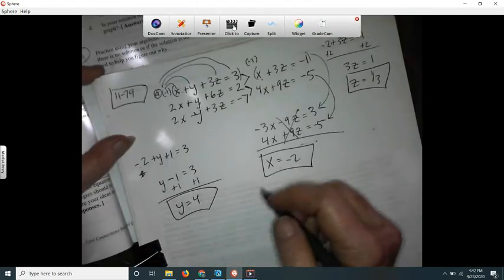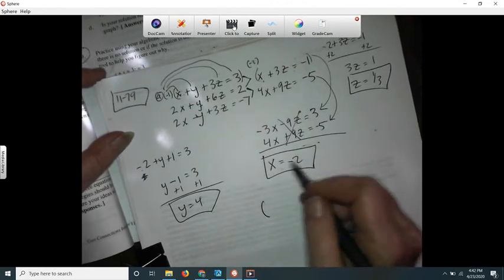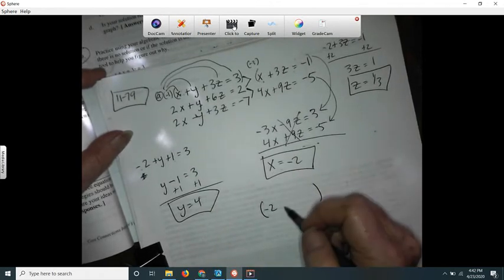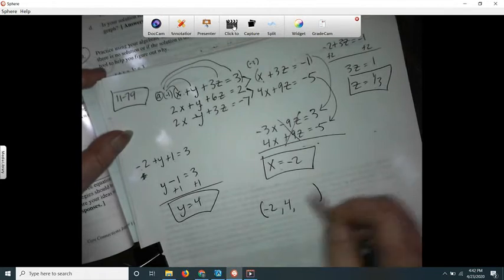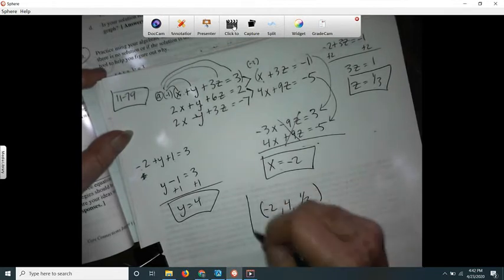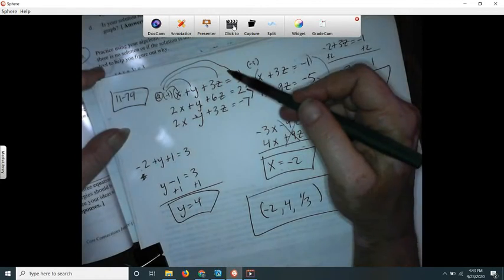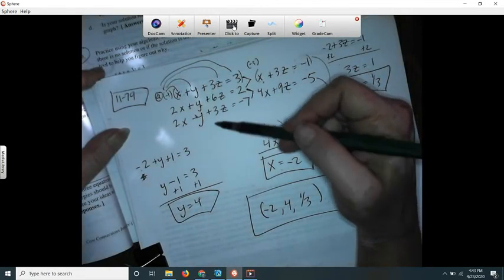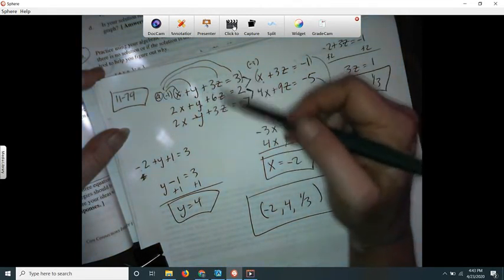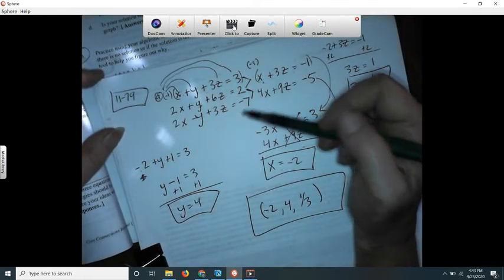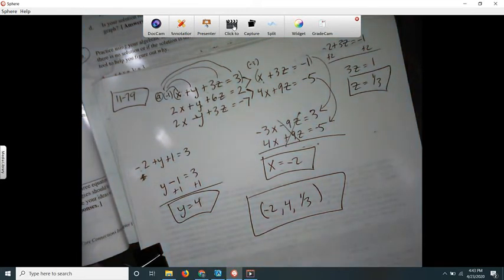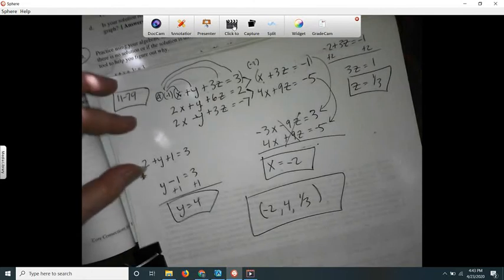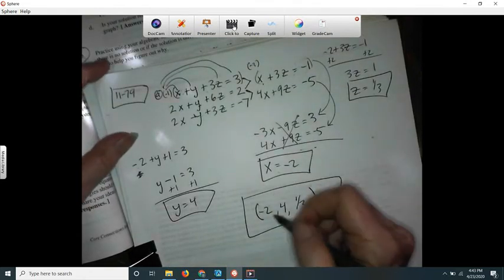Okay, so I can write this as an ordered pair. X is -2, y is 4, and z is 1/3. And so these three equations, these planes actually were configured in such a way that they met at a point, and this is your point.